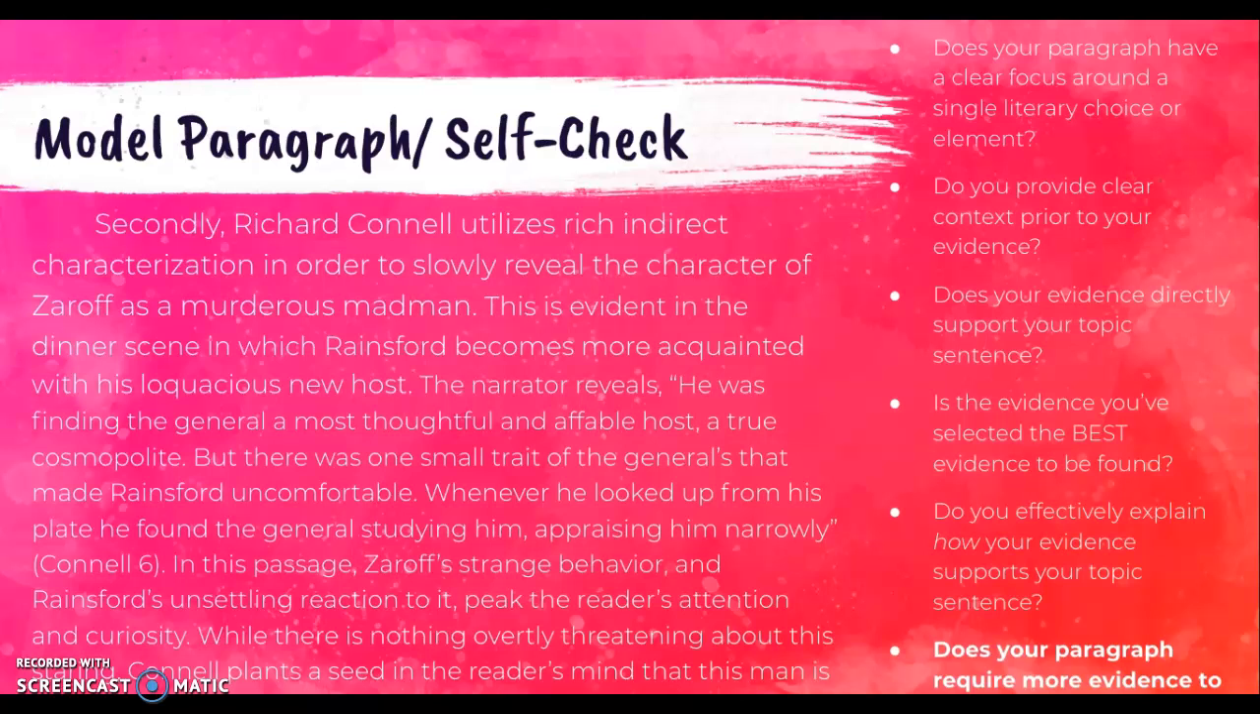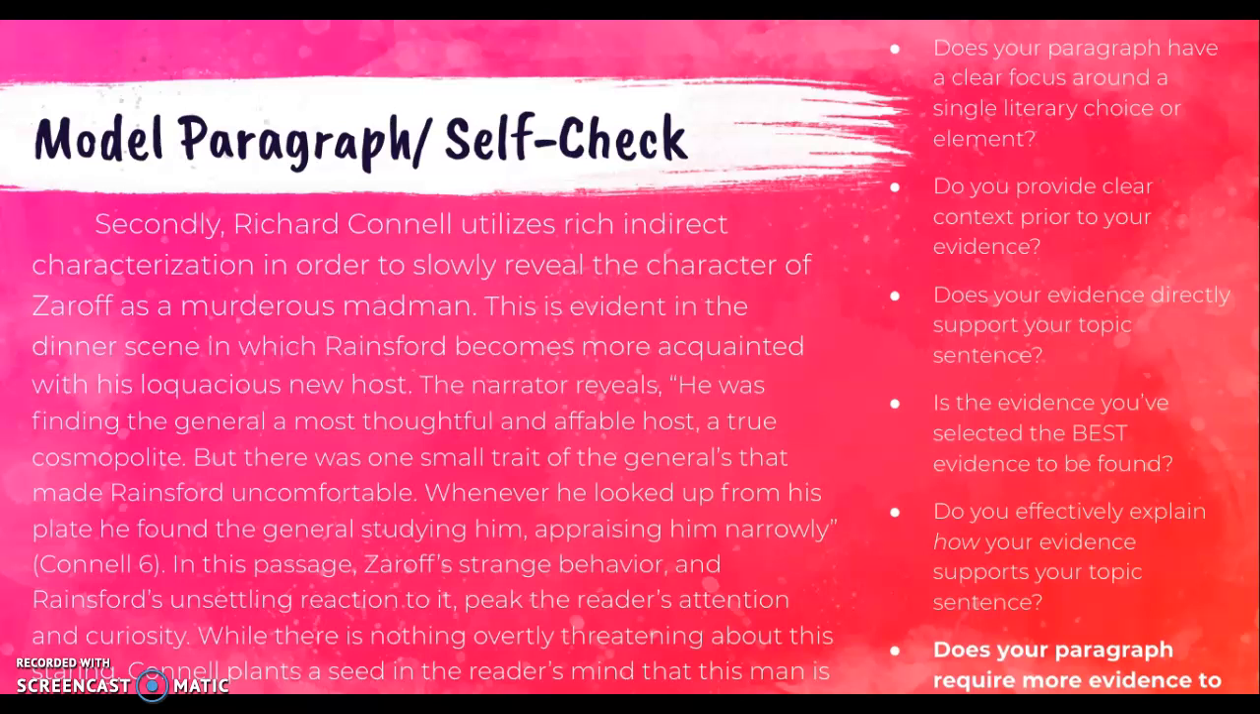So as we move through our self-check questions, we can definitely say that this model paragraph has a clear focus around a single literary choice, in our case, indirect characterization. We do provide clear context that sets up our evidence. The evidence does directly support our topic sentence. The evidence that we've selected is a really, really strong one, right? So we can say confidently that this is maybe the best evidence to be found. And then we want to make sure that we've effectively explained how our evidence supports that topic sentence. In this case, we've done that as well.